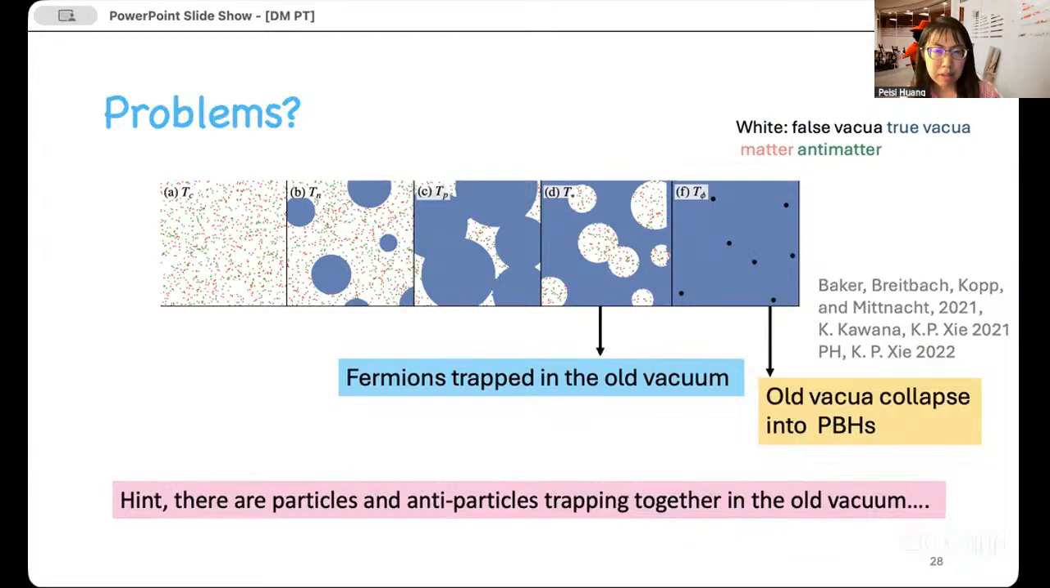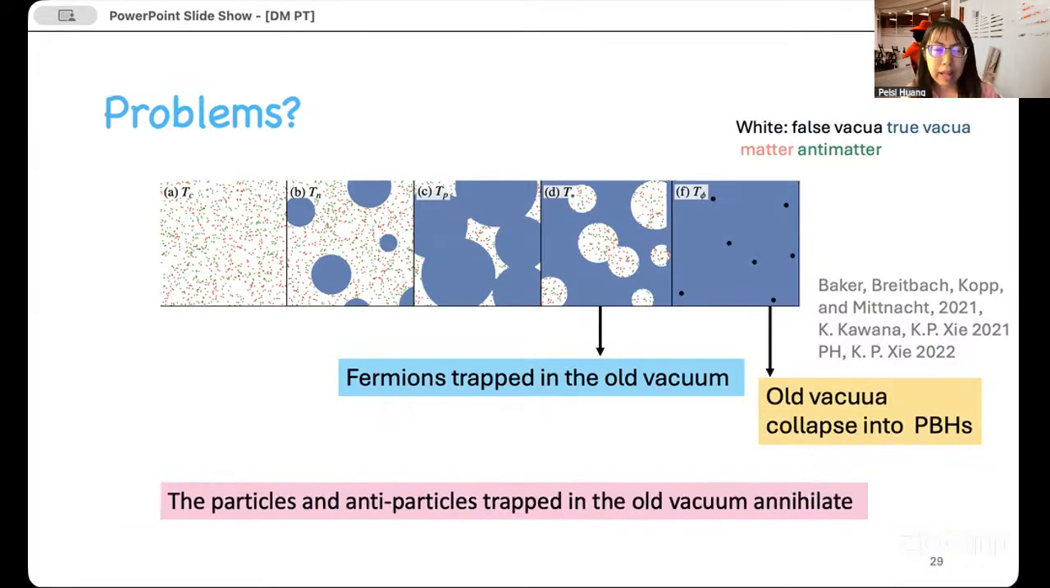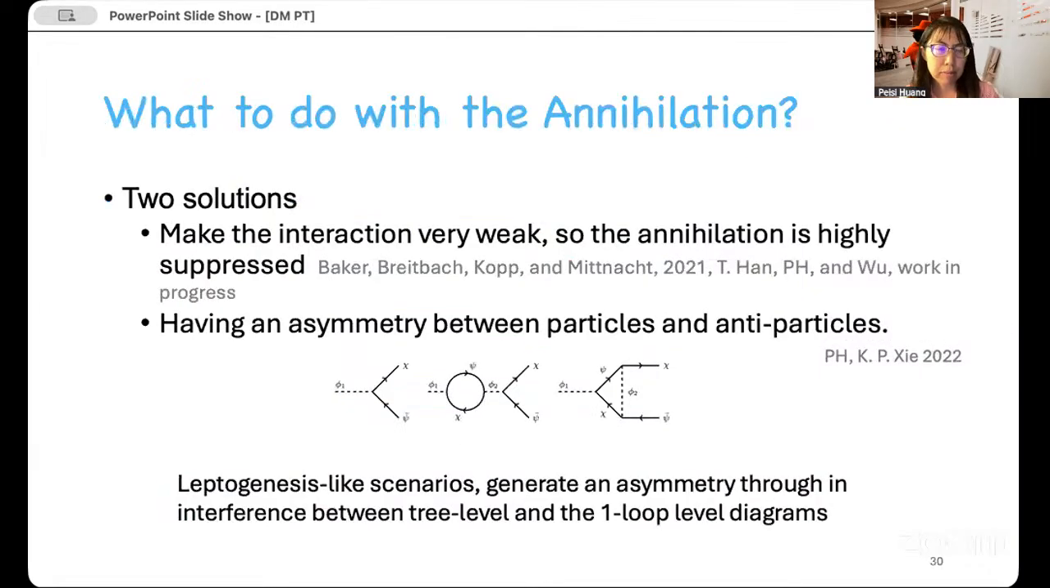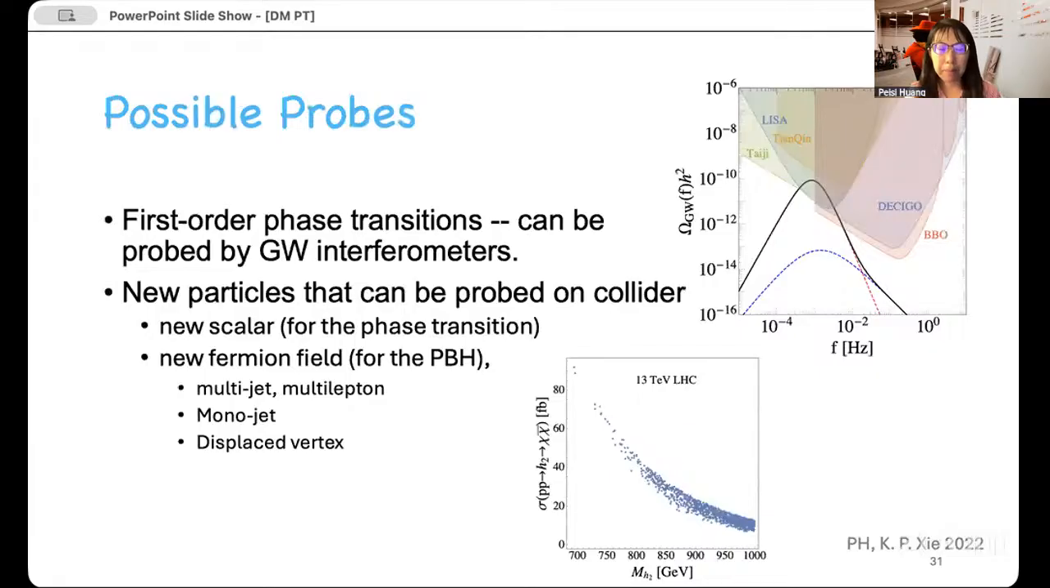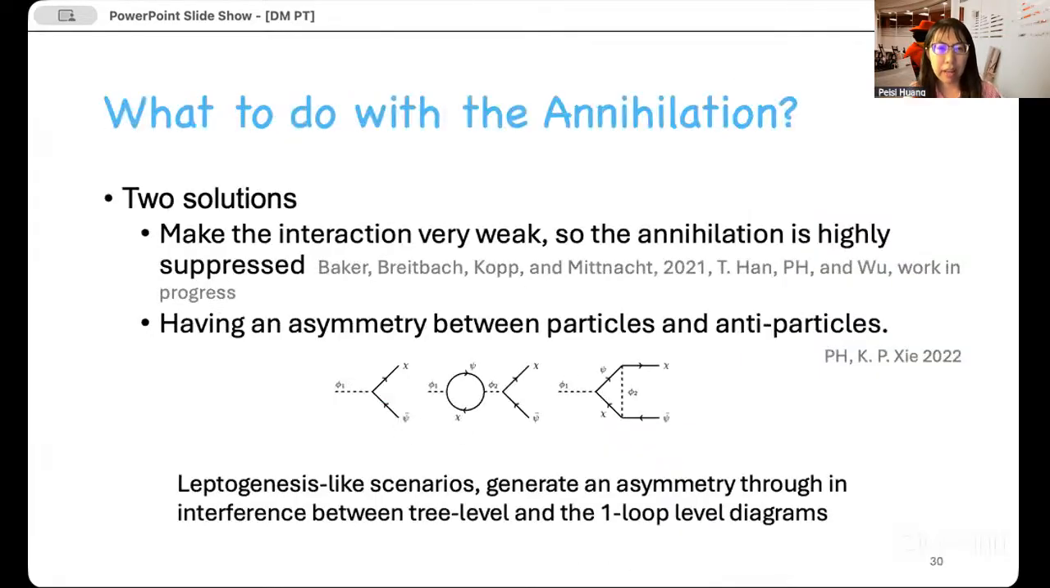But there is an obvious problem in this scenario, that is we have particles and antiparticles trapped together in those old vacua. And since they are trapped together, they will annihilate. So there are several possible ways out. The first solution is that we make the interaction very, very weak, so the annihilation is highly suppressed. And in this work, we engineer some leptogenesis-like scenario to generate an asymmetry between particles and antiparticles. Then we can suppress the annihilation.